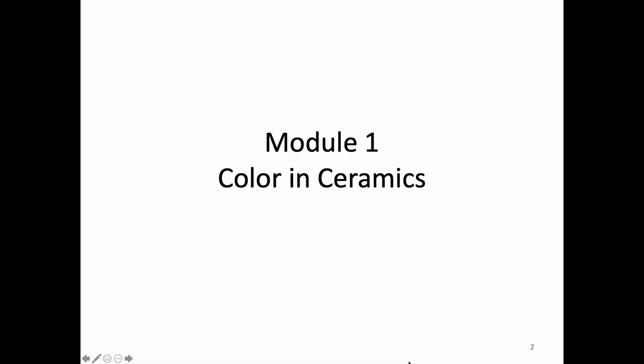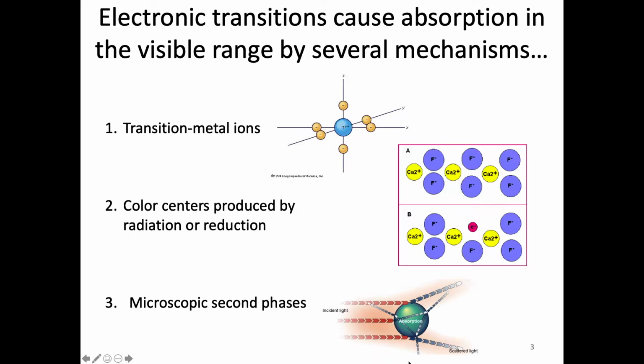All right, today we're going to continue looking at optical properties of ceramics. In particular, we're going to start with how ceramics can get their color. There's a number of ways that this can happen, and we are going to talk about three ways. Don't think that there's only a couple ways that ceramics can get their colors, but these are some of the common ways. And so this can occur by electronic transitions.